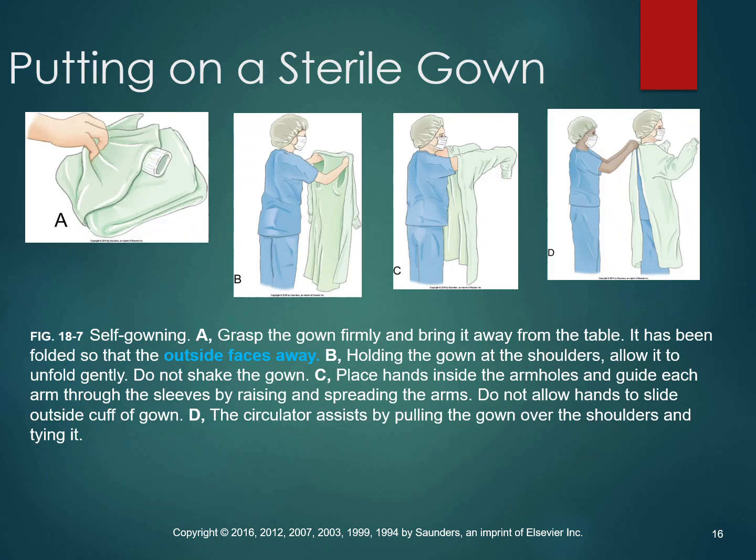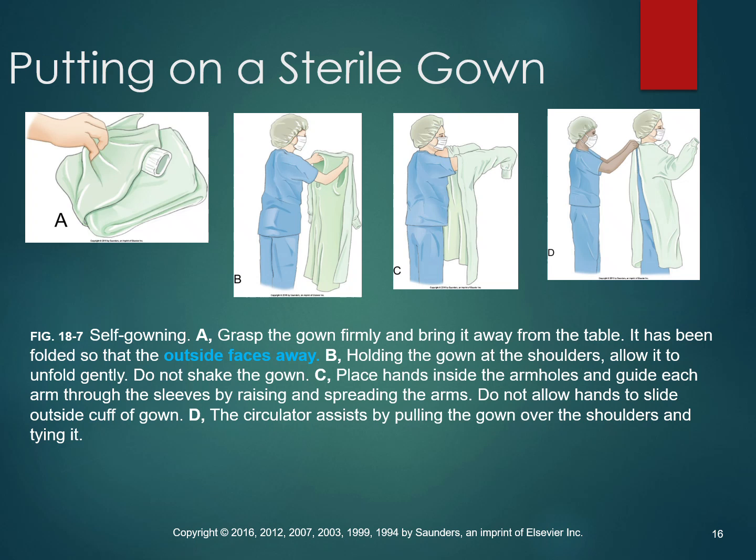So, putting on a sterile gown. Now you've scrubbed, you've dried your hands. Now we've got to put on that sterile gown. In A, you're going to grasp the gown firmly and bring it away from the table. It's been folded so that the outside faces away. In B, you're going to hold the gown at the shoulders and allow it to unfold gently. Do not shake the gown.